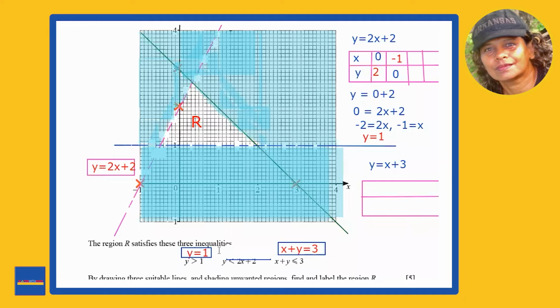Right, so moving on to our next question. Y is equal to 2x plus 2 and not x plus 2.